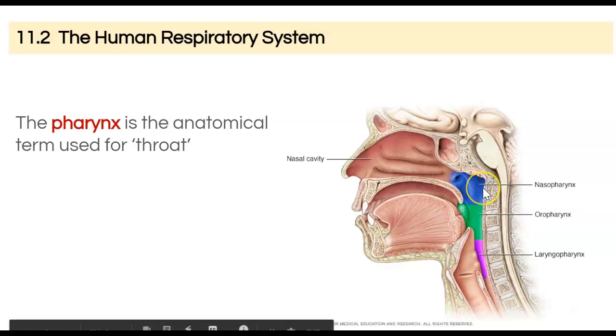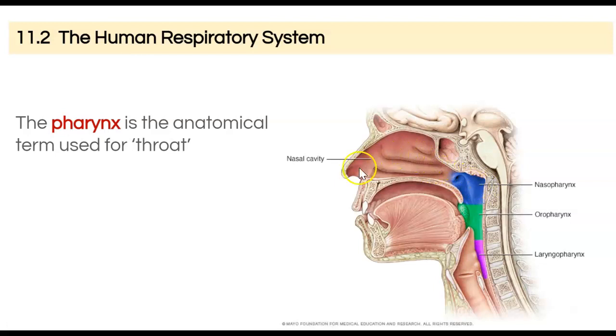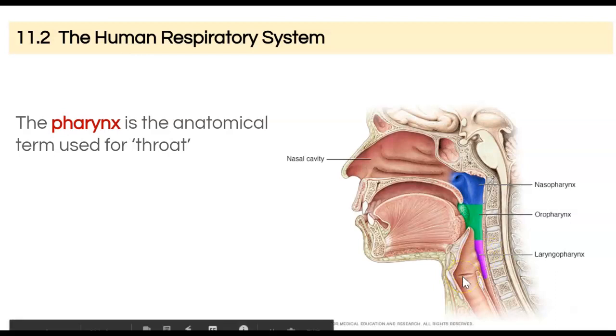The nasopharynx, I think that name makes sense. It's attached to the nasal cavity. Next is the oropharynx, and notice here is your mouth opening, your oral cavity right there. This is your tongue. Oro meaning oral, right? It's the part of the pharynx that is attached to your mouth. And then last, there's the laryngopharynx, which is very proximal to, very close to your larynx. So there we have it.